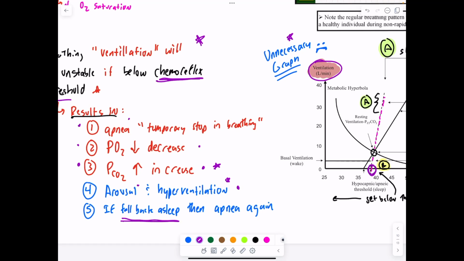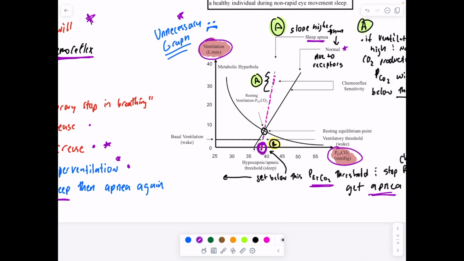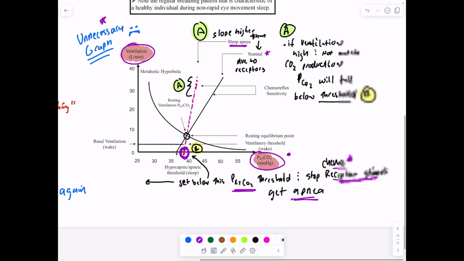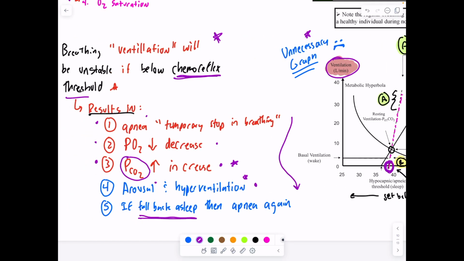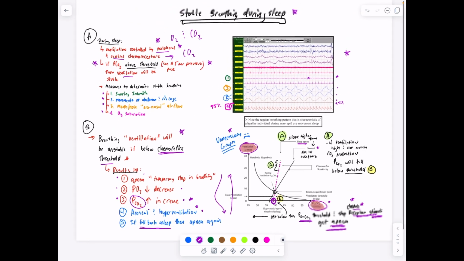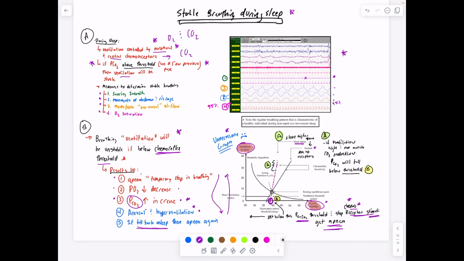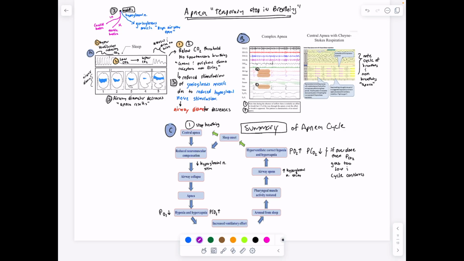As a result of having hyperventilated a little bit, now your carbon dioxide is really low again. And if you're below this threshold for your carbon dioxide, then your chemoreceptors can stop stimulating the medulla, and you get apnea again. So you get this continuous cycle: carbon dioxide is low from hyperventilation, then you stop breathing, then carbon dioxide goes up, you wake up, and it's not good.